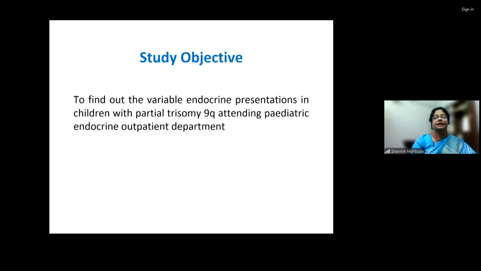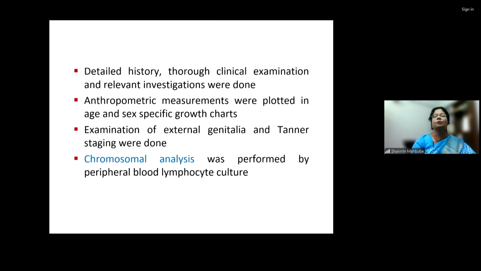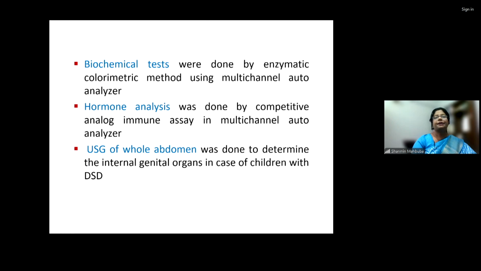So the objective of this study was to find out the variable endocrine presentation in children with partial trisomy 9q attending the pediatric endocrine outpatient department of BSMMU. It was a prospective observational study done from 1st October 2021 to 31st March 2024. A total of 13 children having partial trisomy 9q detected by karyotyping were included. The chromosomal analysis was performed by peripheral blood lymphocyte culture, and appropriate biochemical and hormone analysis was done. Ultrasonogram of whole abdomen was especially done in children with DSD.